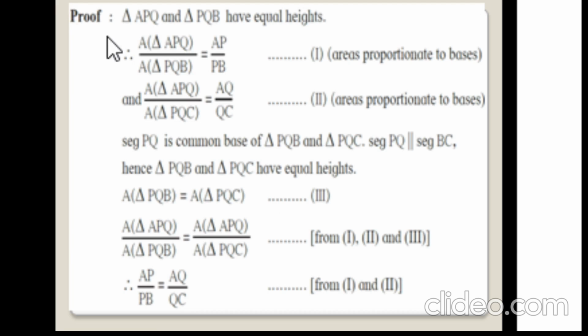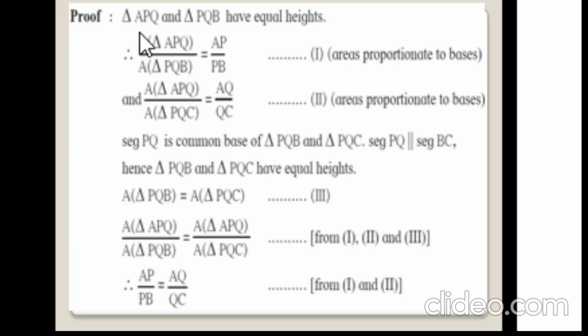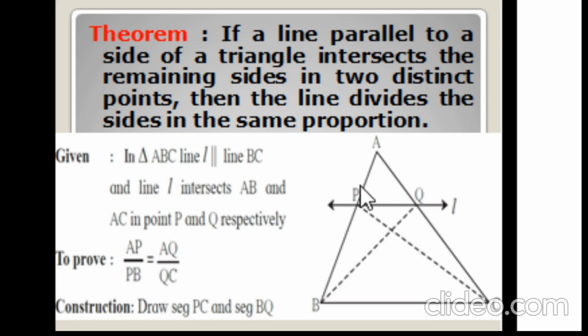In this proof, we are using 1.1, which we have already solved. That is the ratio of areas of two triangles. So here we are considering two triangles APQ and PQB that have equal heights. See, this is APQ and PQB. These two triangles have equal height.